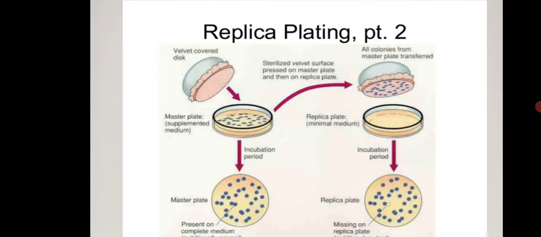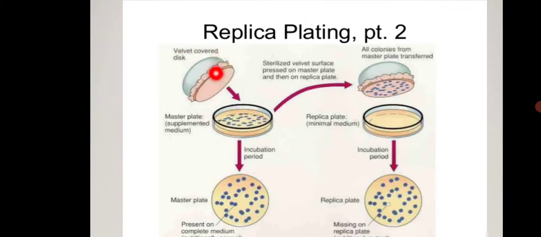After 24 hours, you will see the growth in that plate and label that plate as a master plate. Okay, so this is your master plate. Now what you have to do is replicate from the master plate to another plate. For the replica, you use the replicator.